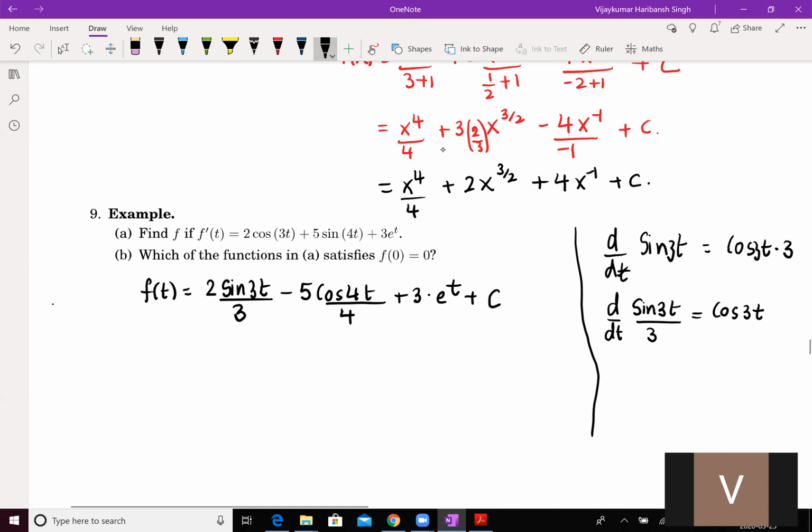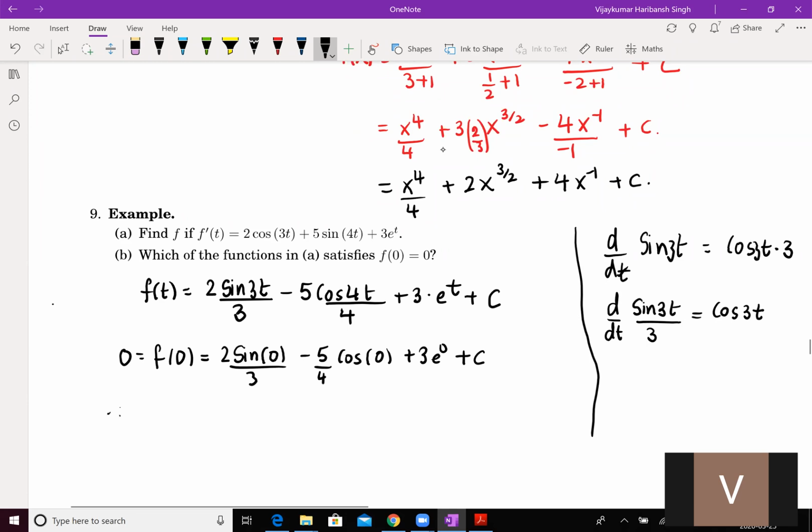Now this is your function. So this is f. Now let's look at part 2. It says which of these satisfies f of 0 is 0. So let's look at f of 0. On one hand, f of 0 is 0. On the other hand, when you substitute in your function, you get 2 sine 0 by 3 minus 5 by 4 cos 0 plus 3 e to the power 0 plus c.